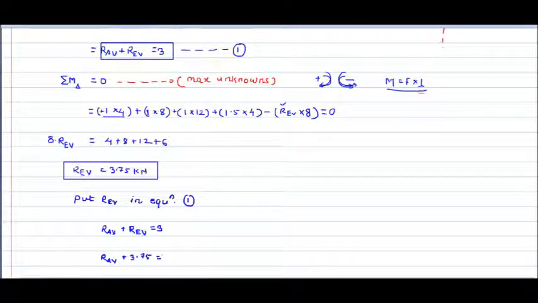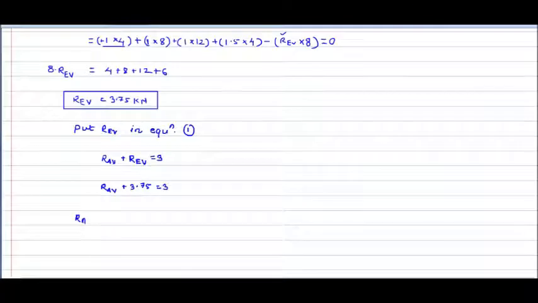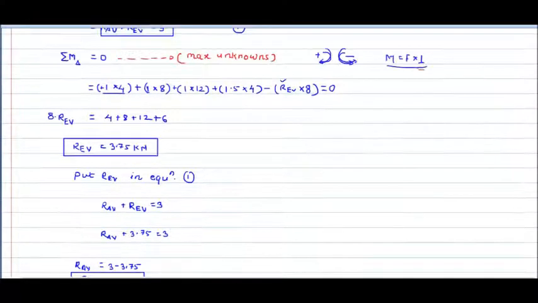REV is 3.75, so RAV plus 3.75 is equal to 3. So we'll get the value for RA vertical as 3 minus 3.75, which is equal to minus 0.75. Okay, so these are the values that we got here.